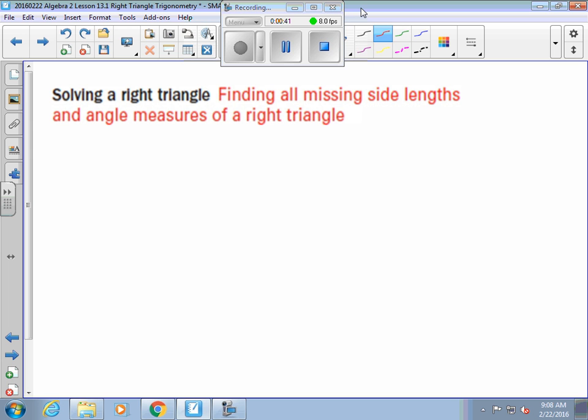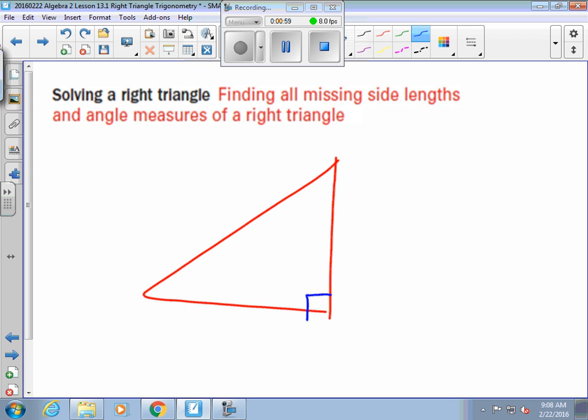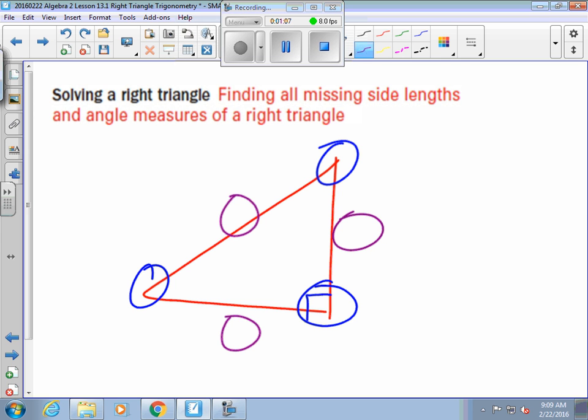We have three definitions to start. The first one is what solving a right triangle means. What that means is finding all side lengths and all angle measures, or talking about the missing ones. Remember, there are 6 parts of a triangle. It's called a triangle because it has three angles, but it also has three sides as well. So you have one, two, three angles, and you have one, two, three sides. You have to fill in all 6 parts for it to be considered solved.